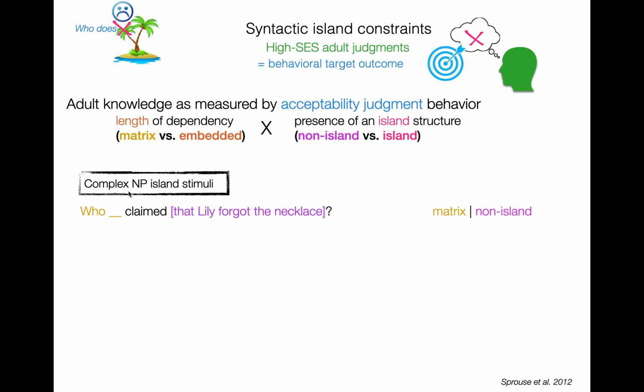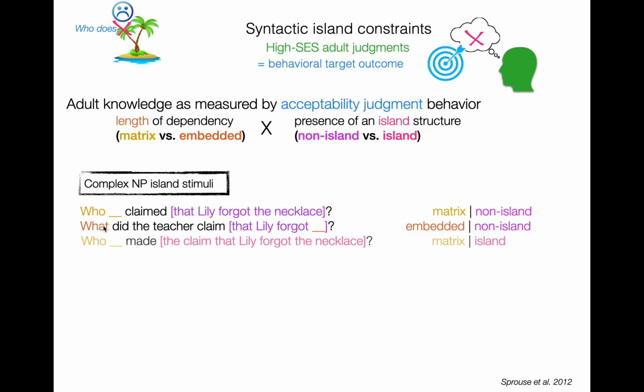So for complex NP islands, you can have a matrix dependency with a non-island structure, so who claimed that Lily forgot the necklace. You can have an embedded dependency with that same non-island structure. What did the teacher claim that Lily forgot, right? So now we have the dependencies stretching to the embedded clause. Now you can go back to having a matrix dependency, but now have an island structure in the utterance, right? So who made the claim that Lily forgot the necklace? Or you can have, in fact, an embedded dependency with that island structure. What did the teacher make the claim that Lily forgot, right? So that's our complex NP island.